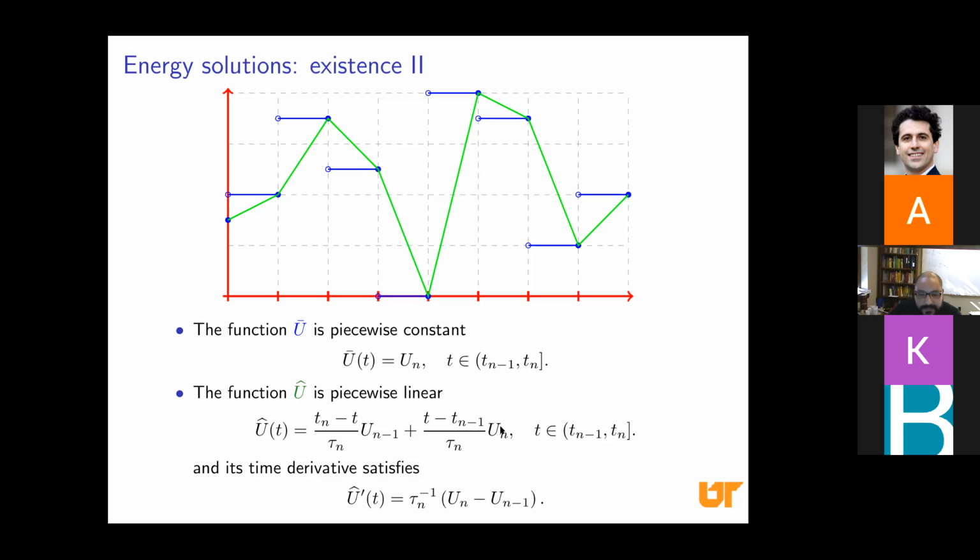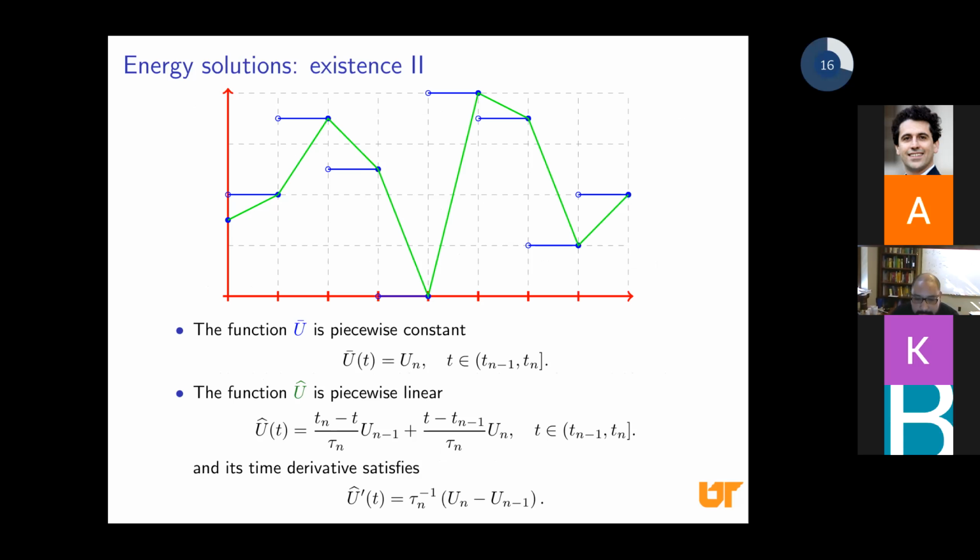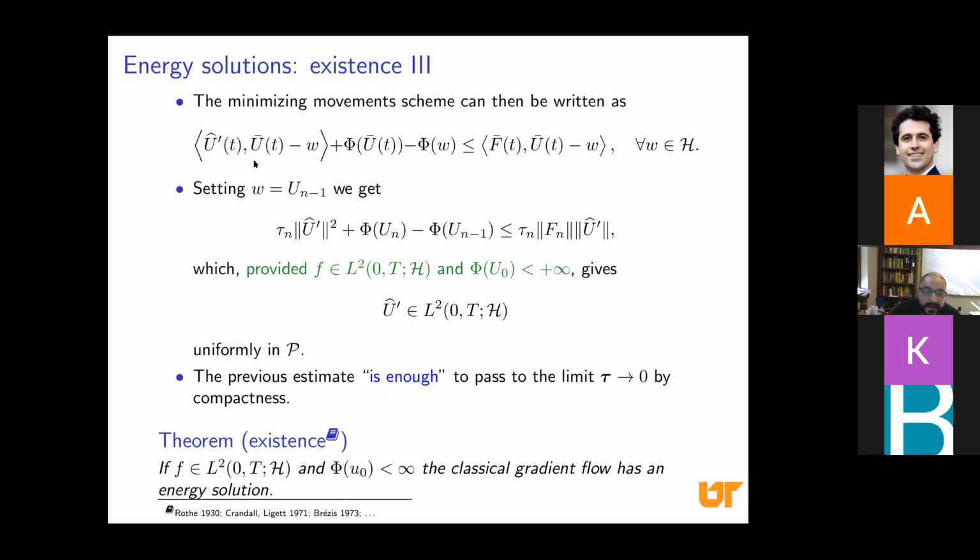And we like this function for two reasons. First, of course, because it's continuous. And second, because if we compute its derivative on any subinterval, we get exactly the expression you see here, the one that appears in the optimality conditions for the minimizing movement scheme, right? So using these two functions, the piecewise constant u bar and the piecewise linear u hat, I can write the minimizing movement scheme also as a variational inequality. Of course, it involves two functions now, but such is life.